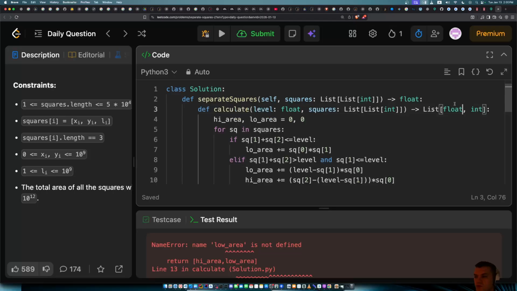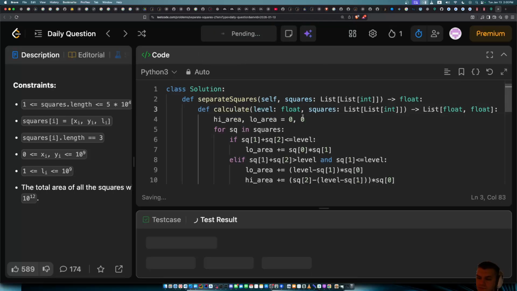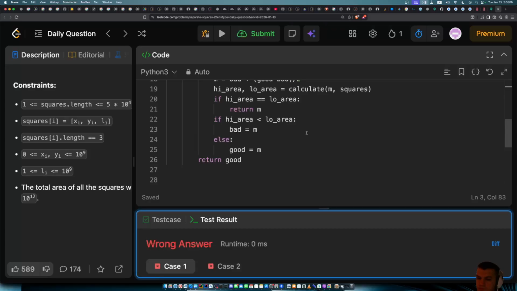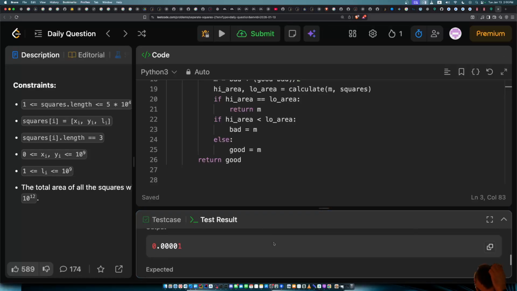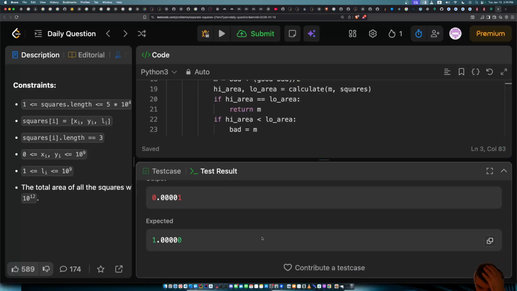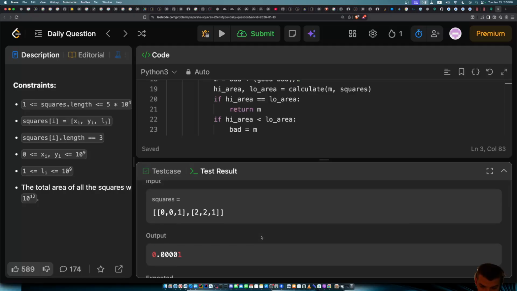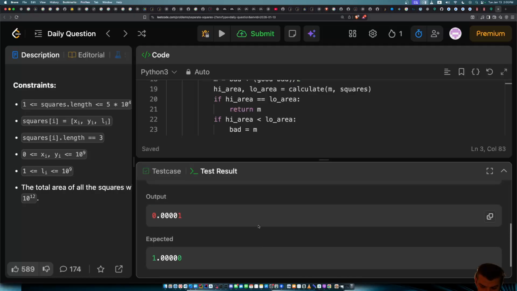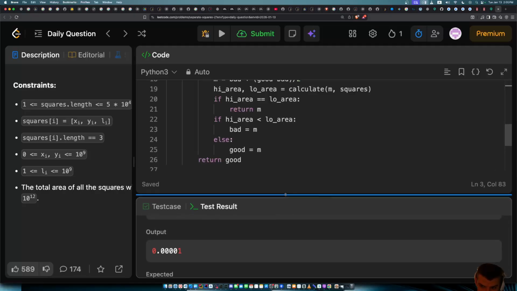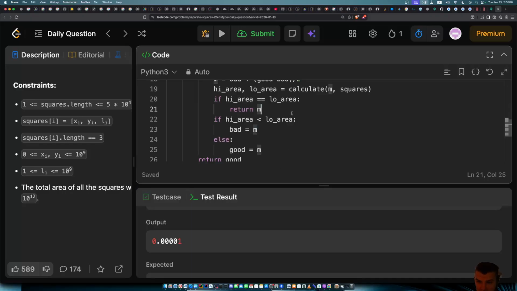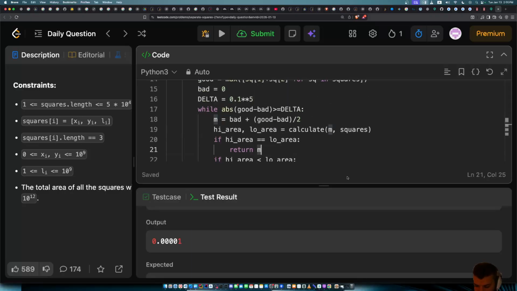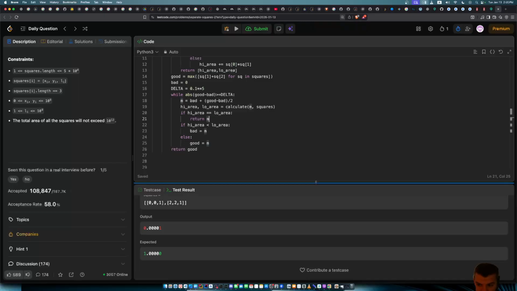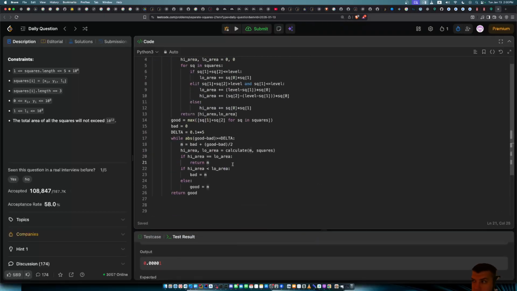Okay, it's going to be float here and then float here. Okay, interesting. 0.001. Why? Do I exit immediately here? Okay, so let's check.